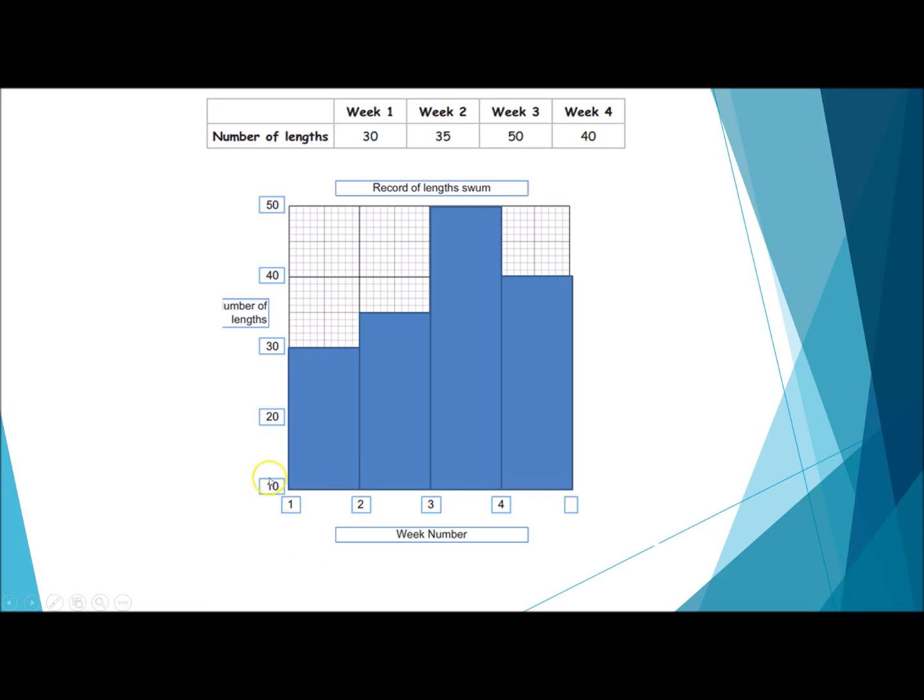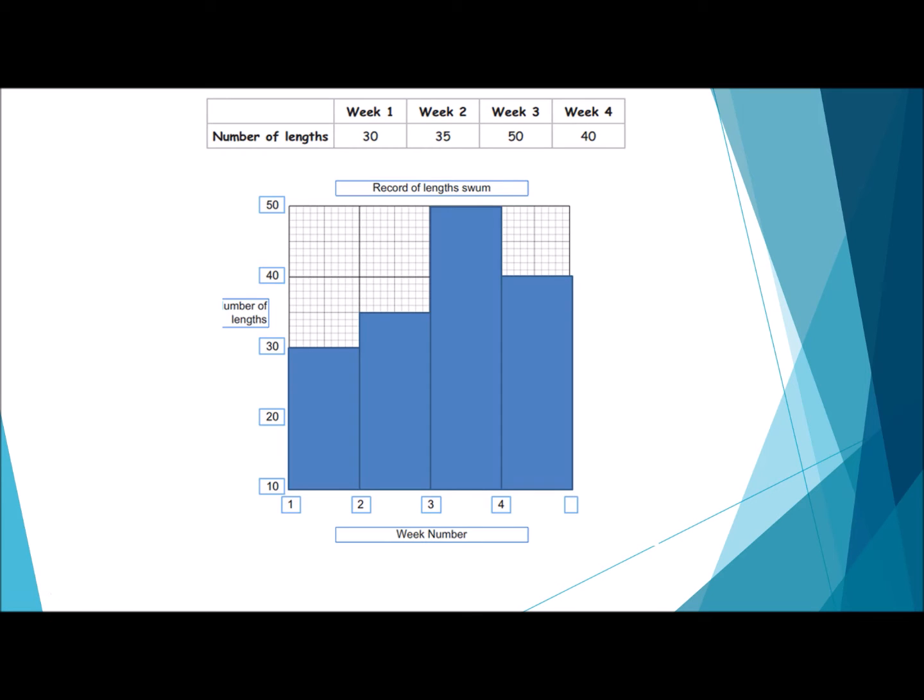Let's look at how the scale goes up. 10, 20, 30, 40, 50. So that's a nice even scale. Includes all the numbers we need. Let's see if it's plotted correctly. So 30, yes, is shown there. 35, yeah. 50 and 40. So that has shown all of the information, so that would get the full marks on the exam.